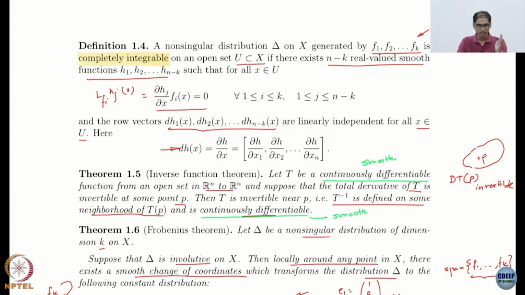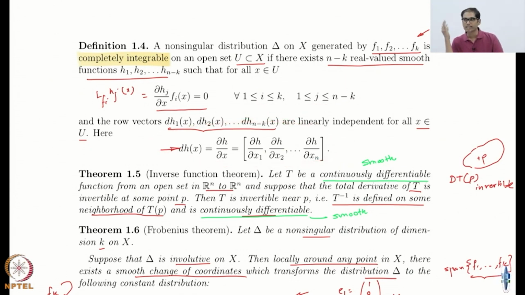So if these conditions are satisfied, then the distribution is said to be completely integrable, okay. This is just a definition, so keep this in mind; we do not want to go into too much more detail than this. For a distribution generated by k vector fields, I want the existence of n minus k functions such that dH_j multiplied by F_i is 0 for all i and all j, where i ranges from 1 to k and j from 1 to n minus k. And of course these dH have to be linearly independent.